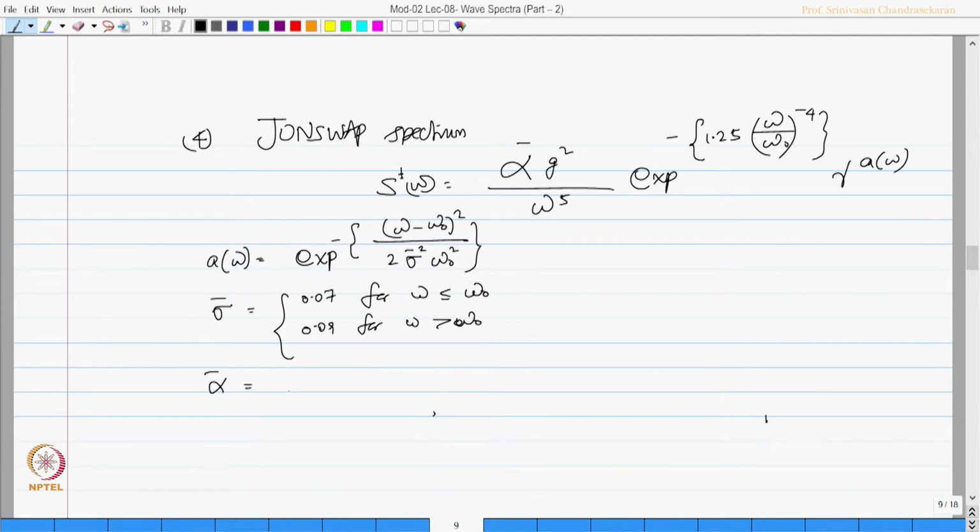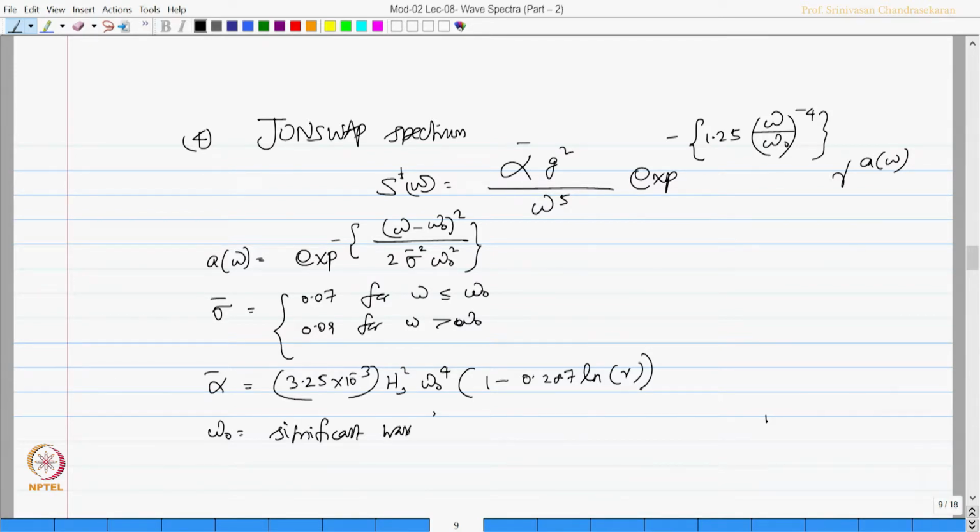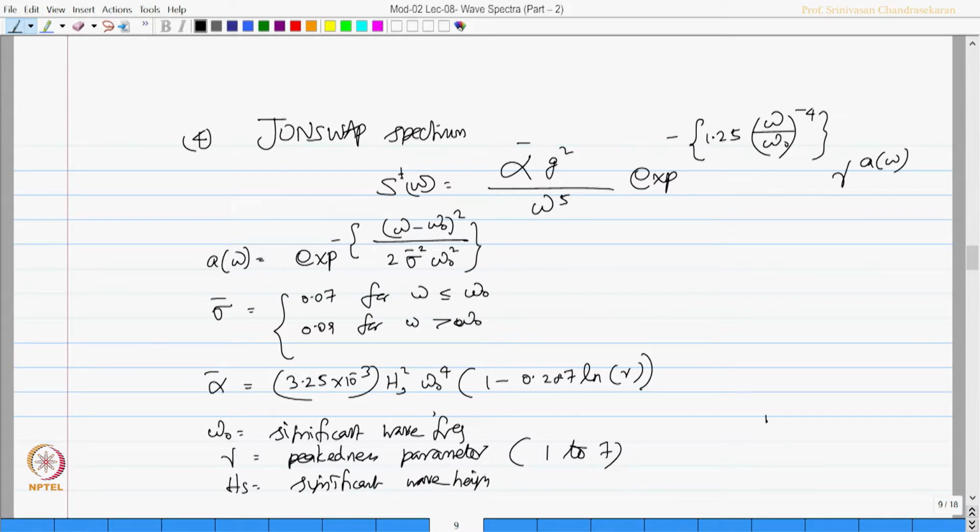Alpha bar is a parameter, 3.25 ten power minus 3, Hs square, omega 0 to the power 4, times 1 minus 0.287 natural logarithm of gamma, where omega 0 is significant wave frequency, and gamma is called the peakedness parameter, which varies anywhere from 1 to 7, and of course, Hs is significant wave height in meters.